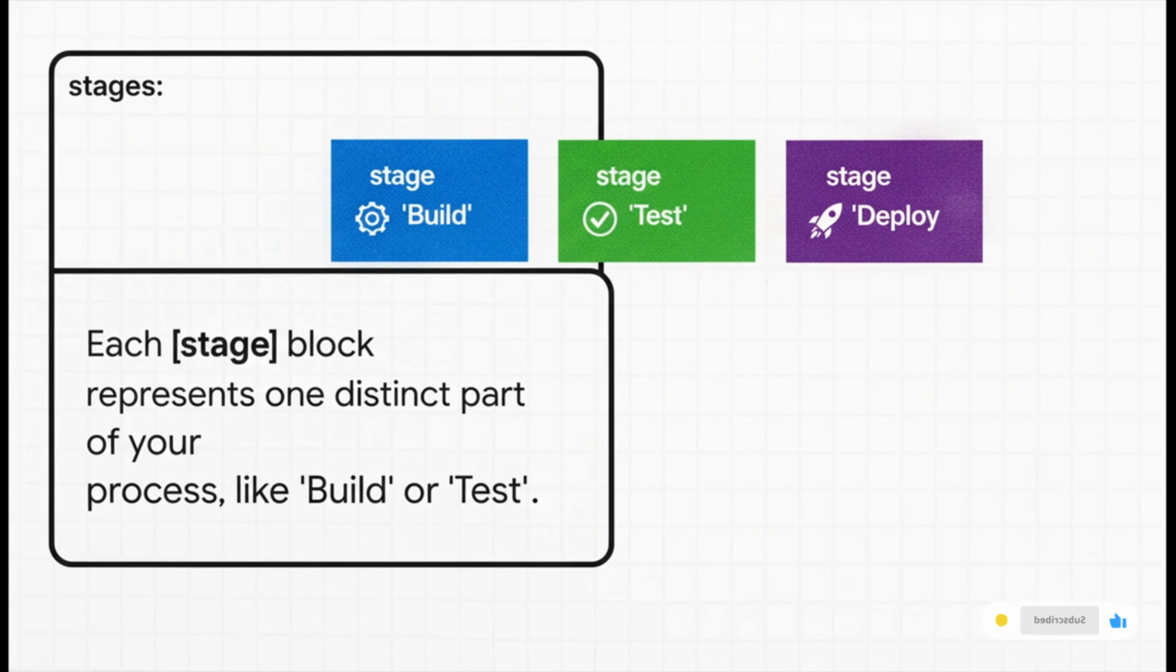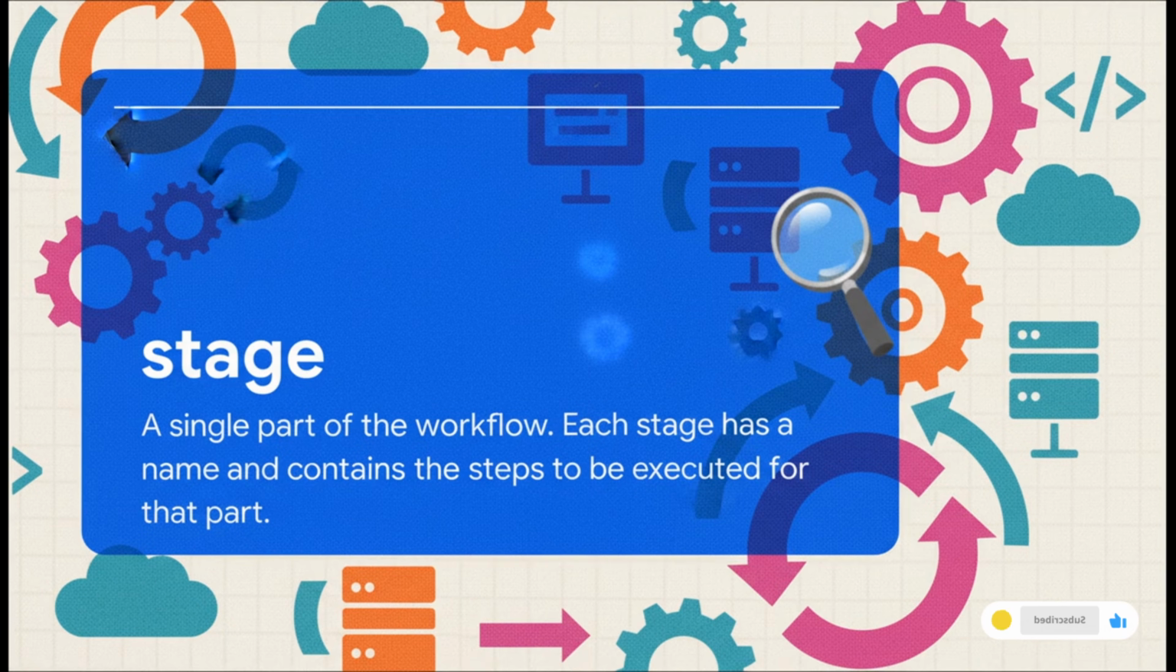And inside that stages container, we define each of those individual chapters. We give each one a clear name so we know what's going on. Each one of these is a stage, and each stage represents one distinct part of your workflow. The name you give it in the parentheses here is exactly what you'll see on the Jenkins UI later on, which is super helpful for tracking your pipeline's progress at a glance.